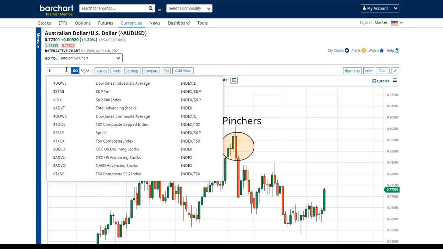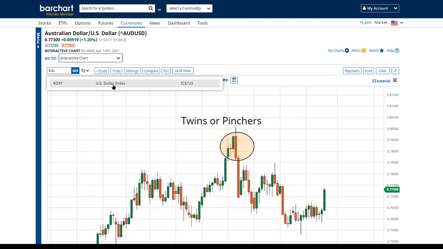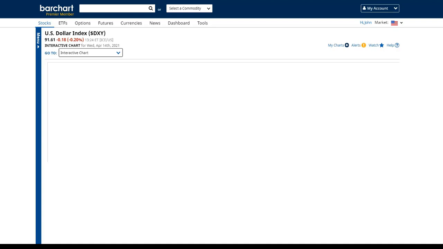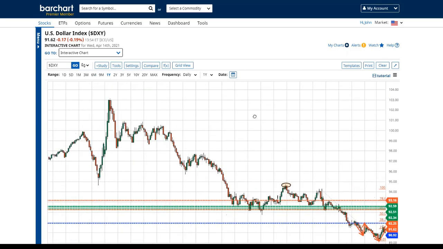So let me show you the one example I wanted to do. DX, dollar index. And how twins can be very, very significant, especially in higher time frames.